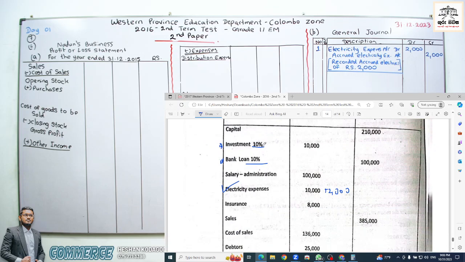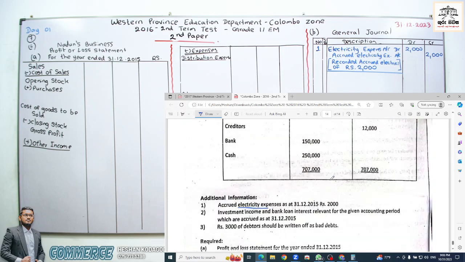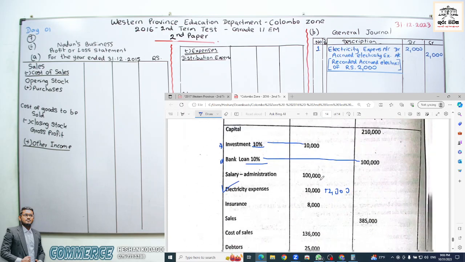How much has been invested, children? 10,000. How much bank loan liability has been taken? 100,000. If you need, you can do workings. Investment income, how much? 10,000.